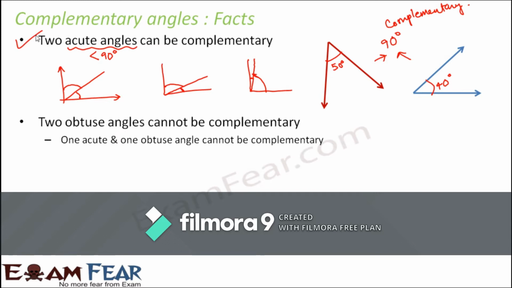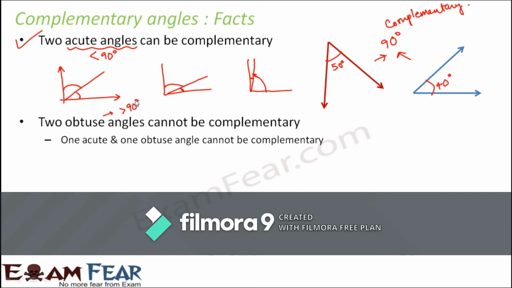Now, do you think that two obtuse angles can be complementary? No, they cannot. Because what is an obtuse angle? An obtuse angle is the one whose measure is greater than 90 degrees. Now, we want the sum to be 90 degrees for complementary angles. If one angle itself is greater than 90 degrees, there is no chance that it can add up to some other angle to form 90 degrees, right? So, two obtuse angles can never be complementary.